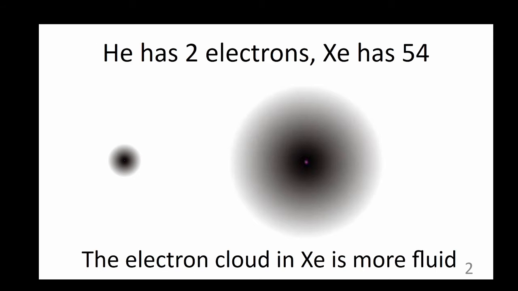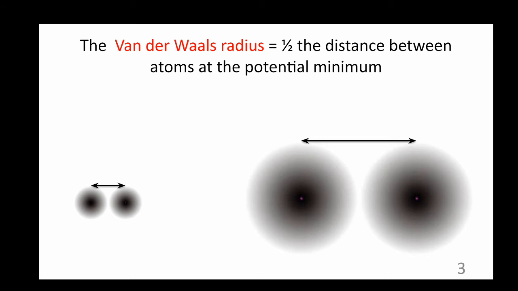The van der Waals radius is half the distance between the atoms at the potential energy minimum, where the forces of attraction and repulsion are equal. These models show that xenon, with 54 electrons, is much larger than helium, with only 2. So xenon will have a much more fluid electron cloud than helium, making it easier to have fluctuations in electron density. To get a better look at the van der Waals radius, check out the figures here.